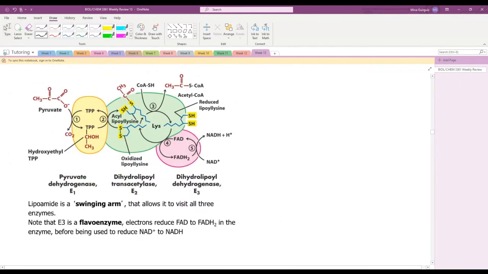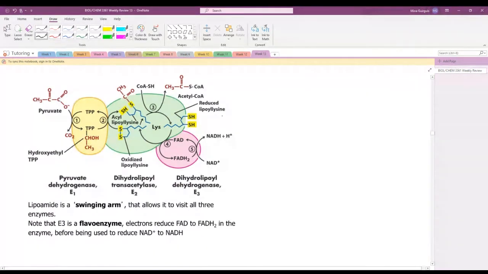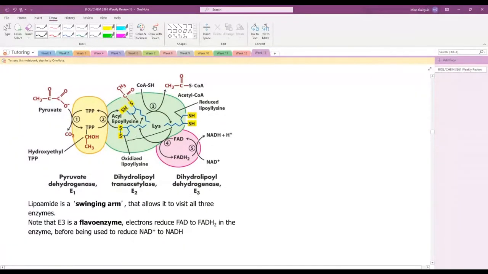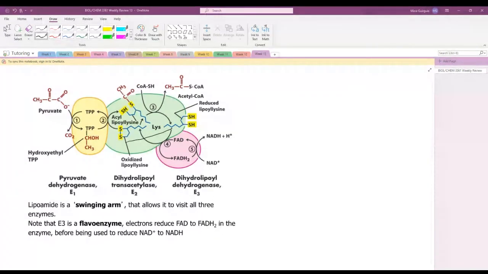So here's a little bit more depth. The lipoamide, these really long fatty acid structures, they're a swinging arm. Because they've got such a long side chain, they can swing around between the other subunits, okay?